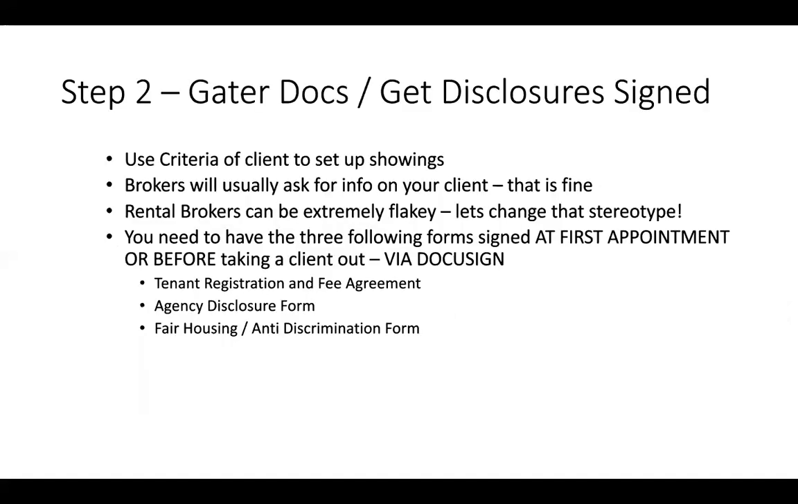So again, after you've gathered the docs and gotten the disclosures signed, you want to use the criteria to set up showings, right? Brokers will usually ask for information on your clients. And that's why it's good to have a conversation with them. Do the rental consultation with them. Find out, through the tenant registration fee agreement, what they do, kind of general income and stuff like that. Rental brokers can be extremely flaky. We're trying to change that stereotype and really get back to people, right? And again, you need these forms at the first appointment or before you take them out. Those 3 forms, right? The tenant registration fee agreement, the agency disclosure form, and the fair housing anti-discrimination form.